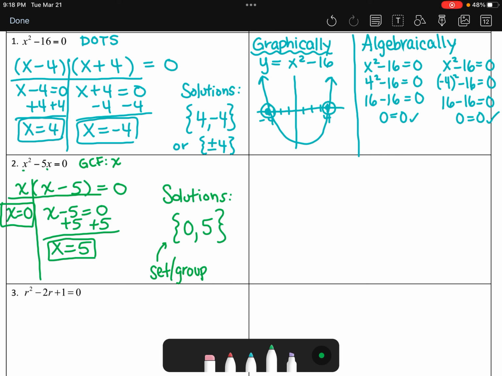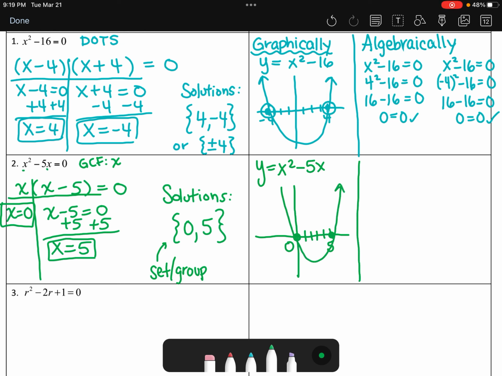Okay. All right. How do I check it? Plug y equals x squared minus 5x in your calculator into y equals, and you should have an x-intercept at 0 and an x-intercept at 5. Okay, and that's how you check.